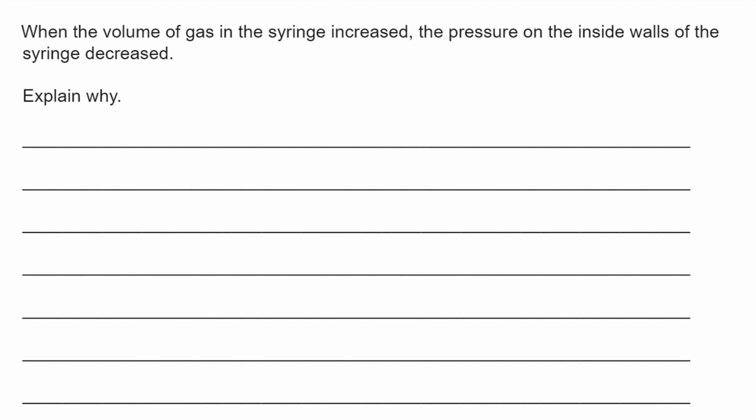Okay, the next question is when the volume of gas in the syringe is increased, the pressure on the insides of the walls of the syringe decreases. Explain why, and this is worth 3 marks. Let's have a look at the mark scheme.